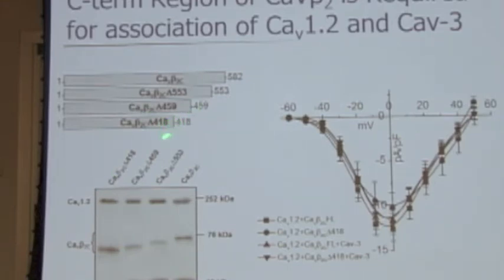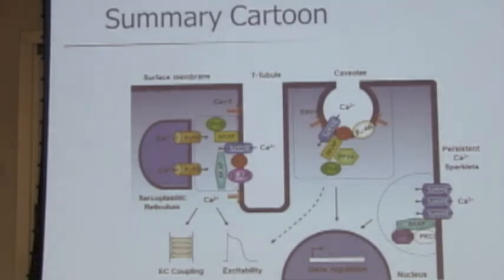So somewhere in this range between 418 and 459 of the C terminus of the beta subunit we thought was important for the interaction of beta 2C with CAV 1.2 and CAV3, the caveolin isoform. Interestingly, all of these beta subunit combinations resulted in comparable ionic currents. So that's just a little bit of background on our work studying my favorite ion channel, the L-type calcium channel, trying to define where it lives in the cell.